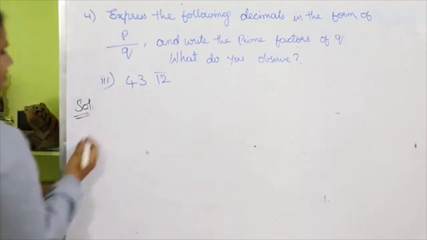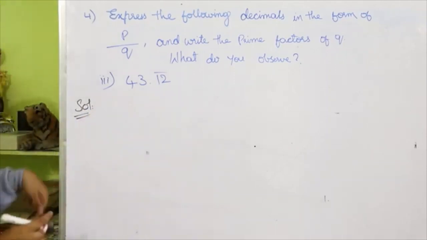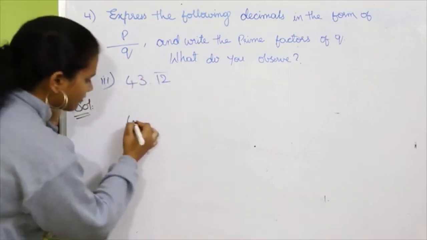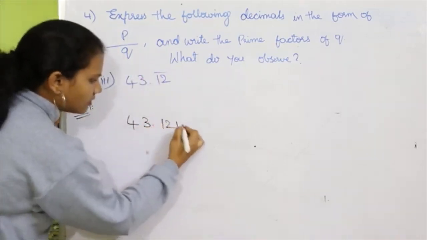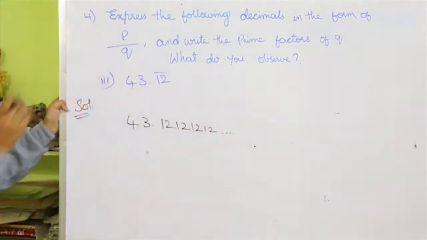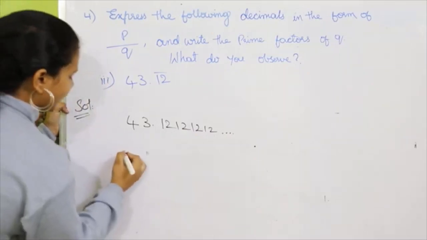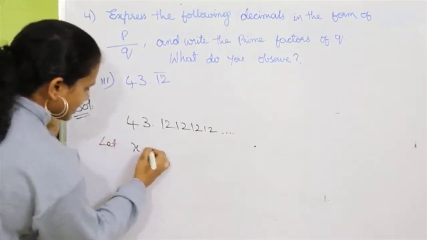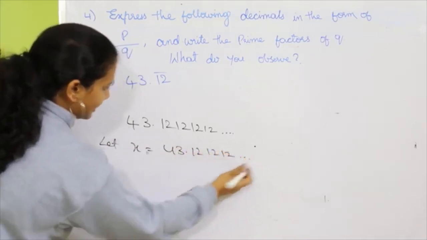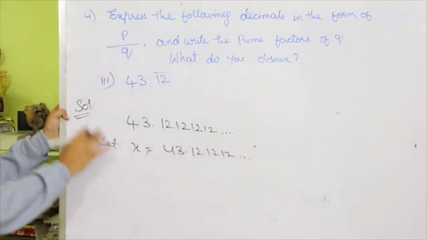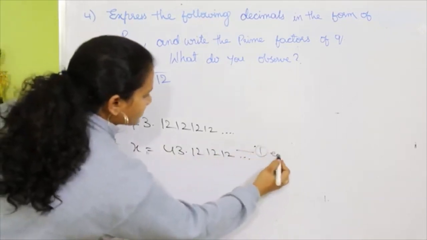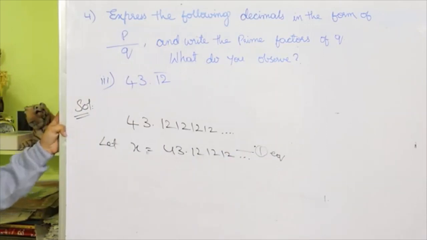Solution. Here they have given 43.12 bar. Bar means the given number would be 43.12, 12, 12, 12, it goes on like this, right? So firstly, let x equal to 43.12. Let this be the first equation, or equation number 1.